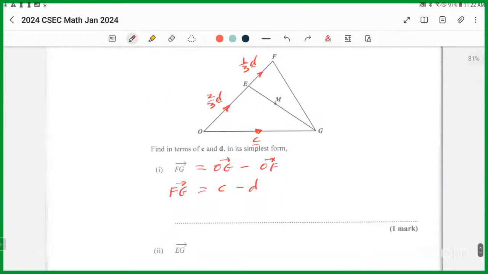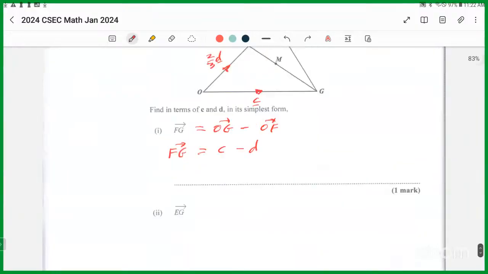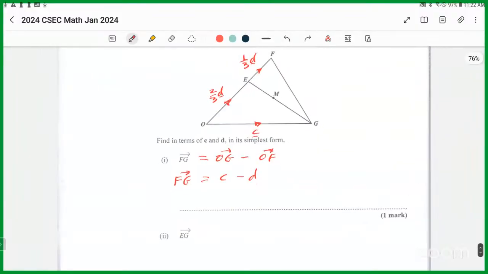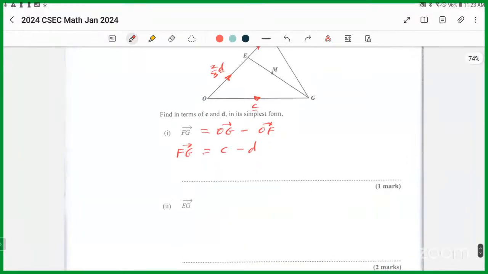Let's continue. They also want the vector EG. Let's look at it. EG. So, do we know the position vector of E? Yes, it's on the diagram. It's right here, O to E. It's 2/3 D. And do we know the position vector of G? Yes, it is the same one out here, the C. So because I know the position vector of the 2 points, remember the OE is on the diagram now. So even though they didn't state it inside the wording, I have it on the diagram. I worked it out. It is 2/3 D.